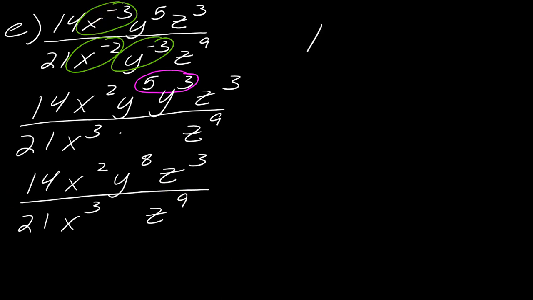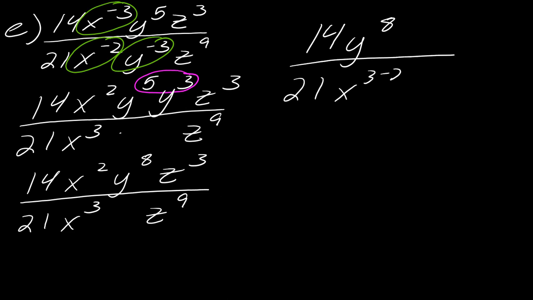So this is going to be 14y to the eighth over 21 x to the 3 minus 2 and z to the 9 minus 3. Okay, now one other thing, actually let me finish that and then we'll simplify the numbers.